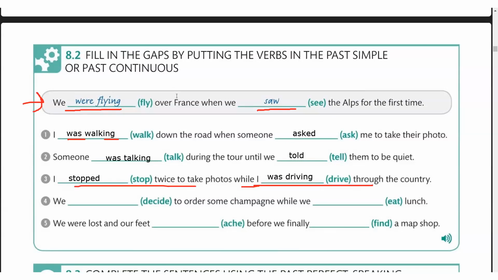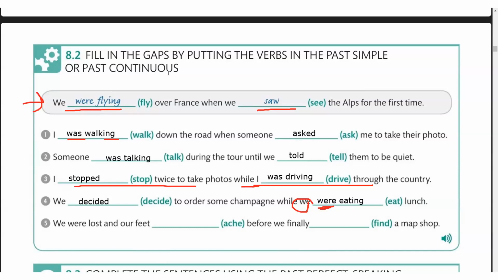Number four, we decided to order some champagne while we were eating lunch. What do we need? We're eating. That's what was happening. We were eating. And remember, the were or the was is agreeing with the subject. So we say were because we have we were. If it was I, I would say I was. So that were or was needs to agree with the subject.